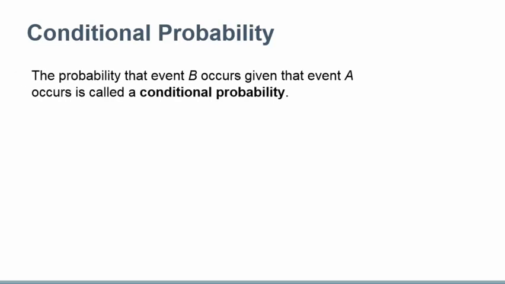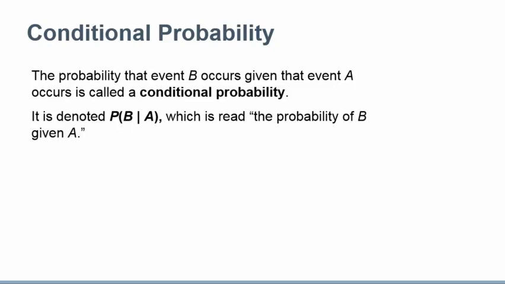Conditional probability. The probability that event B occurs given that event A occurs is called a conditional probability. It is denoted P(B|A), which is read "the probability of B given A." We call A the given event.